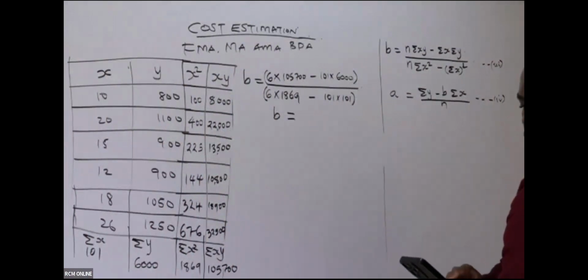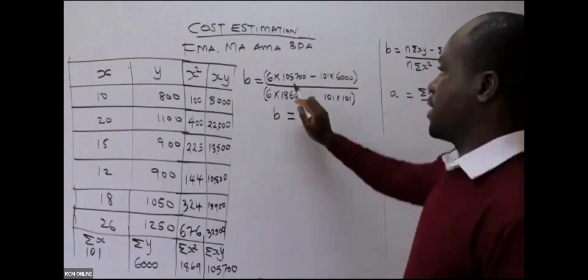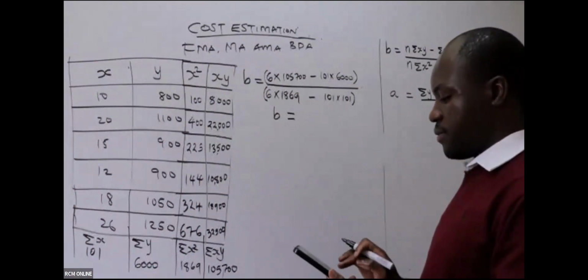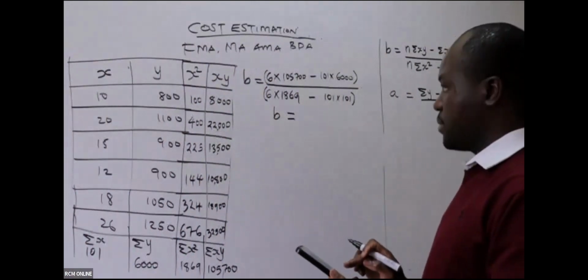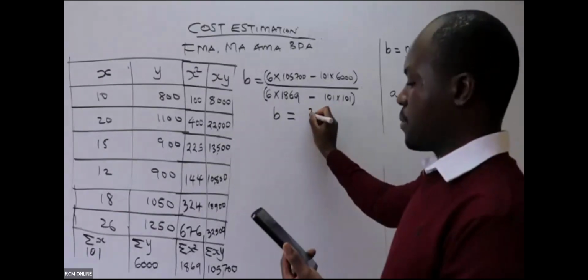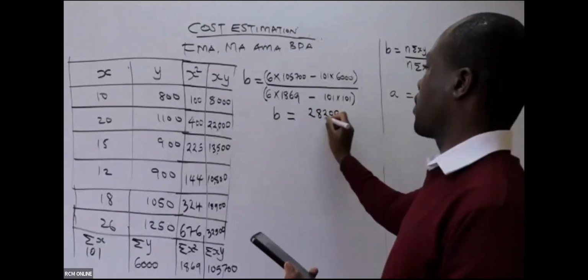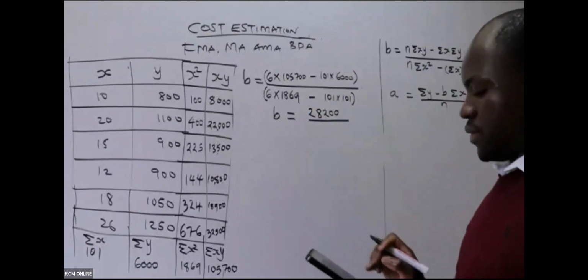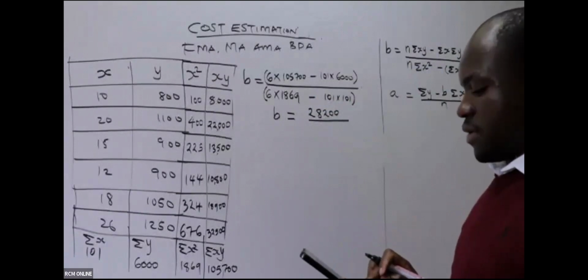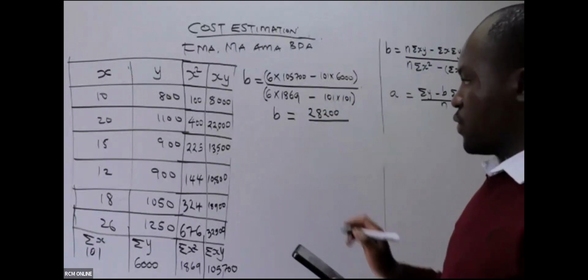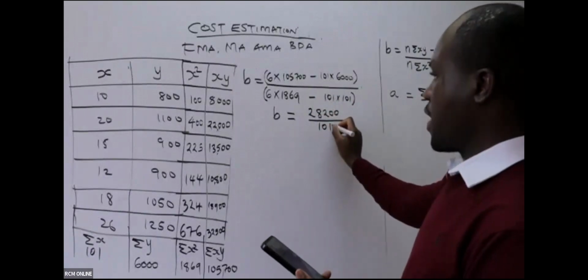Alternatively, you can separate them. So let's have the answer for the numerator first. So we are going to have 6 times 105,700 minus 101 times 6,000. That will give us 28,200. Then we divide by the denominator, right? So we're going to have 6 times 1869 minus 101. So we'll be having 1,013.